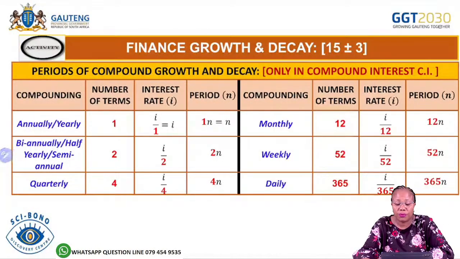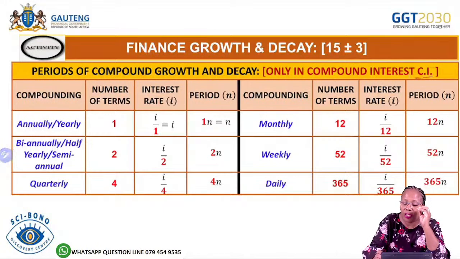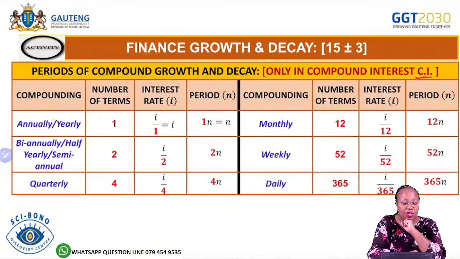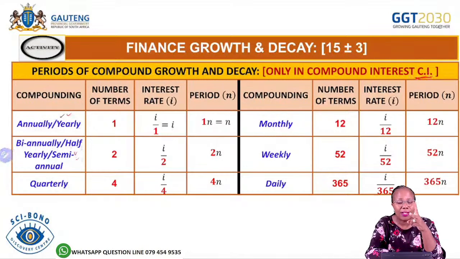And now, the periods of compound growth and decay. We only compound on compound interest, grade 12. On the CI, we apply these compounding periods, okay? And now they are divided. You can compound annually, compound semi-annually, or half-yearly, or biannually. Bi means 2, that means it will be twice per year. And that happens after 6 months.